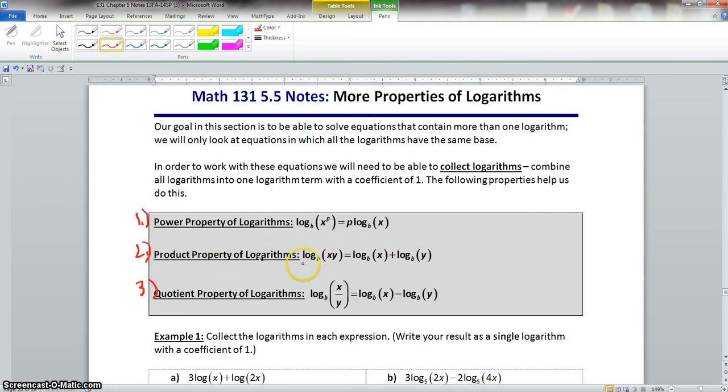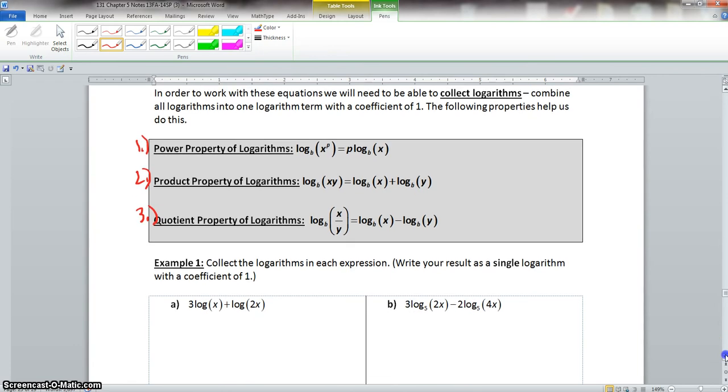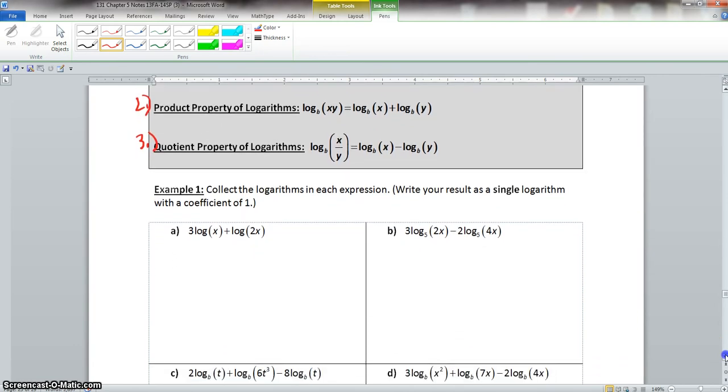Now the product property of logarithms, we have log of the base b and we have x times y. We could separate that. Our base will still be b, but we'll separate the x and the y and we will add them together. Now with the quotient property, we would do exactly the same thing here, except we would have subtraction. So we have log base b, the numerator goes first, minus log base b and the denominator goes second. So now, let's go down here to example 1.